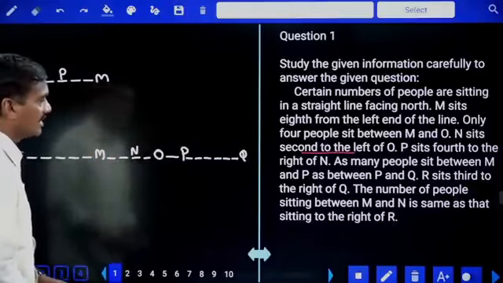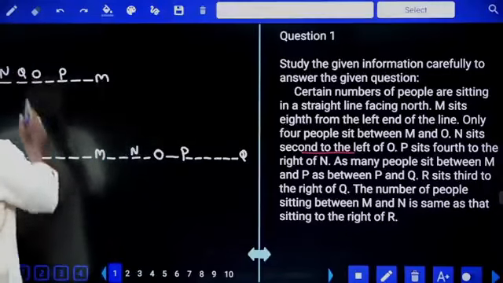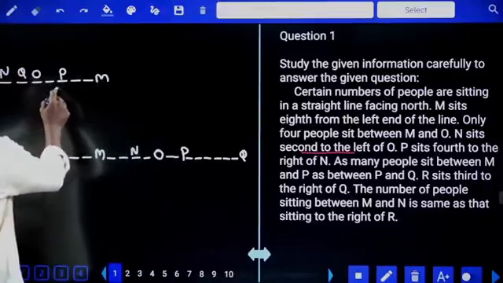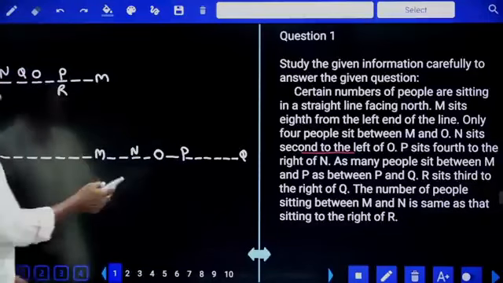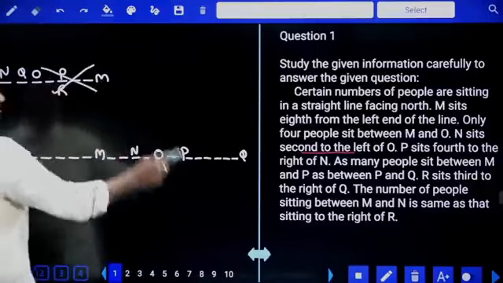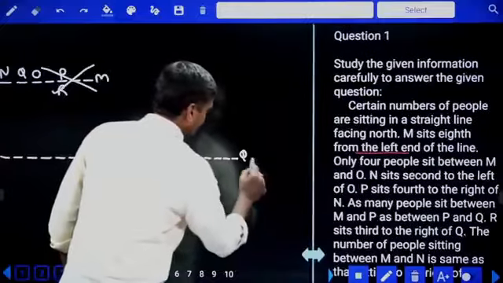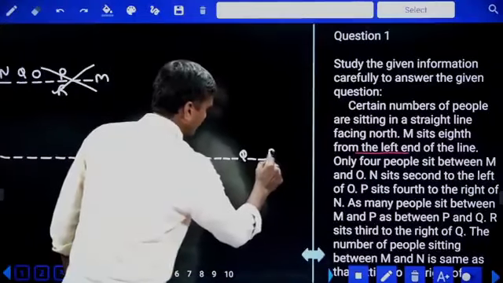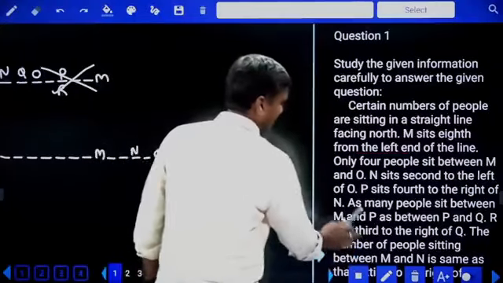And next one, R sits third to the right of Q: 1, 2, 3, R. Here P and R must be in the same place, not possible. This case is completely ruled out. Now R sits third to the right of Q: 1, 2, 3, R.